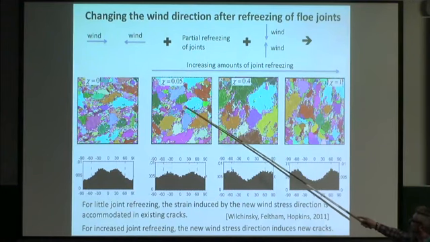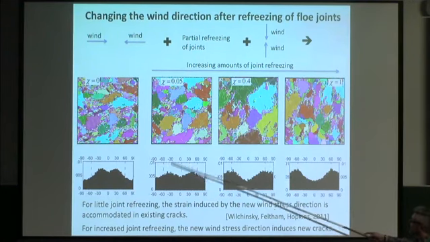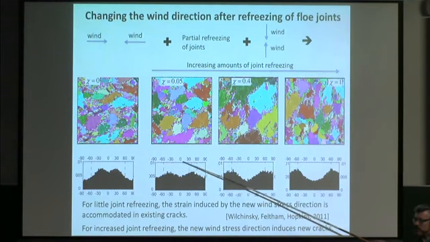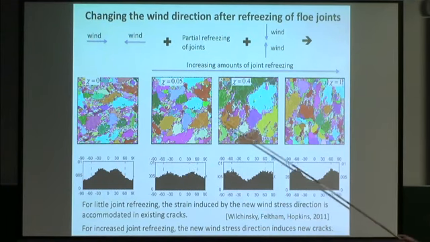So for small amounts of rehealing, when we rotate the wind, the new deformation occurs in the old cracks. As we let the cracks heal more and more, new cracks will form in response to the rotated wind stress. Until when we let them heal completely, okay, just new cracks will now form in the new preferred orientation associated with the wind stress. So this is what, in the discussion yesterday, Erland gave a thought explanation of what was going on, and I think this kind of demonstrates roughly what Erland was saying.